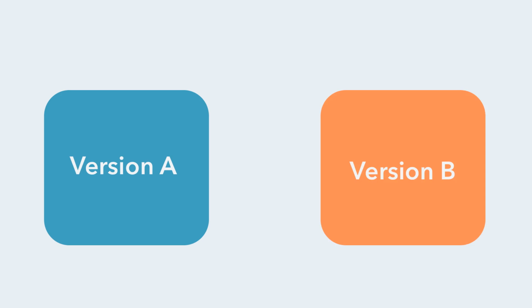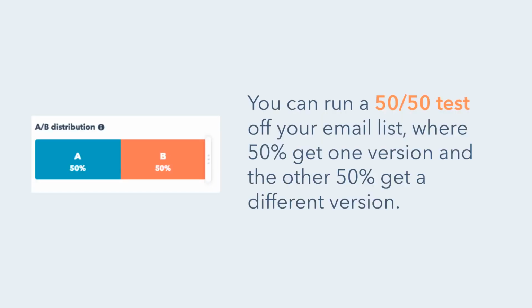You will have your version A, which can be your control, the typical email you would send. And then you have your version B, the one in which has a variation made to it, whether this is a change to your subject line, body text, or other element. If you are testing under 1,000 contacts, you could run a 50-50 test for your email send, where 50% get version A and the other 50% get version B.